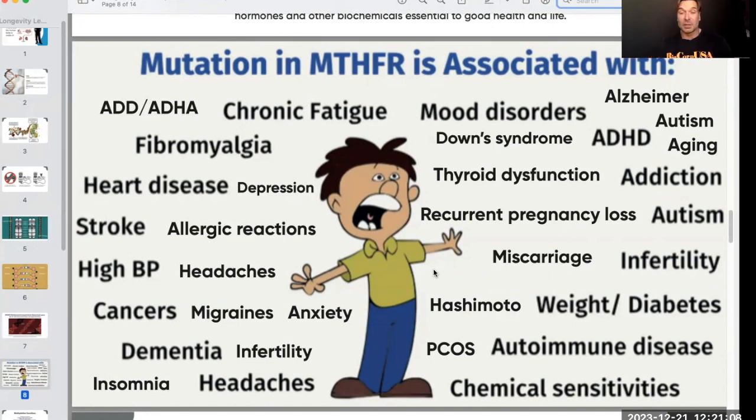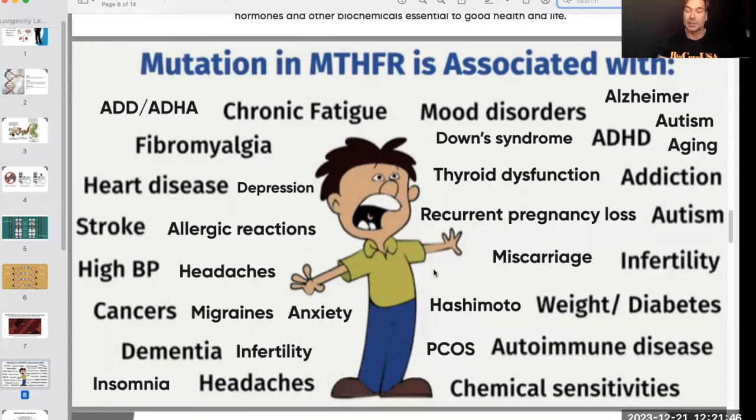And so some of these conditions and diseases, you can see here, there was almost not enough space to add them all. Mood disorders, Down syndrome, Alzheimer's, ADD, ADHD, autism, aging, it speeds up the aging process. You're more prone to addiction, recurrent pregnancy loss, miscarriages, thyroid dysfunction, even Hashimoto's, weight gain, diabetes, autoimmune disease, chemical sensitivities, cancer, high blood pressure, stroke, heart disease, fibromyalgia, and the list goes on and on. Now, these are very common. We have these conditions on a daily basis.